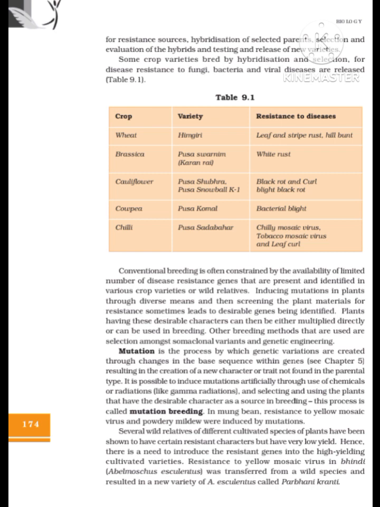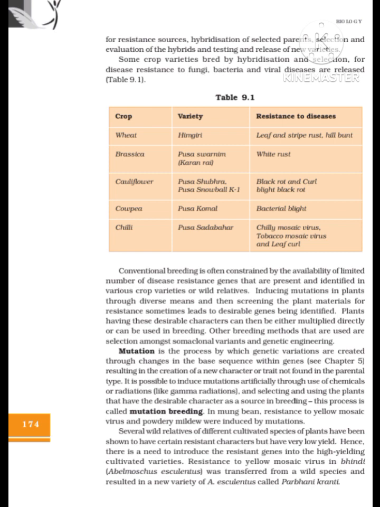It is possible to induce mutations artificially through use of chemicals or radiations, like gamma radiations, and selecting and using the plants that have the desirable character as a source in breeding. This process is called mutation breeding. In mung bean, resistance to yellow mosaic virus and powdery mildew were induced by mutations.